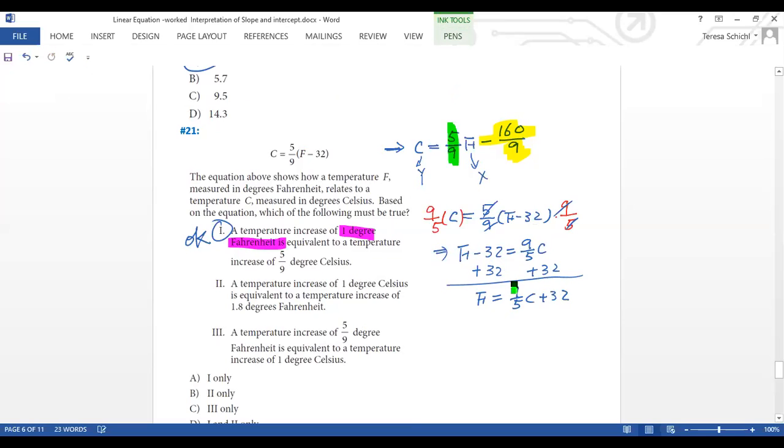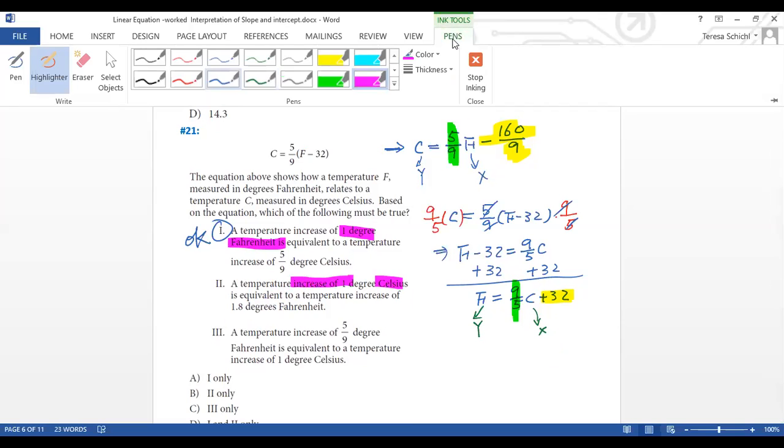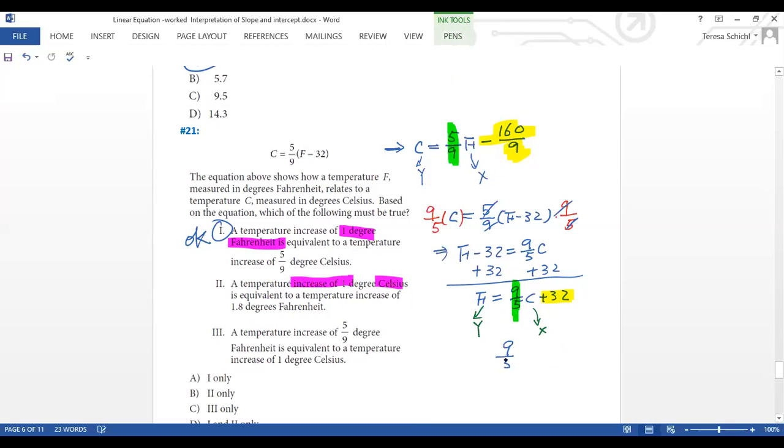This is my standard form again. This is my slope, and this is my y-intercept. For this problem, Celsius becomes X and Fahrenheit becomes Y. Let's read: a temperature increase of 1 degree in Celsius, so X increases by 1. How much does Y increase? It should be 9/5, which equals 1.8. So Fahrenheit increases by 1.8. Is that right? Oh yes, this is okay.